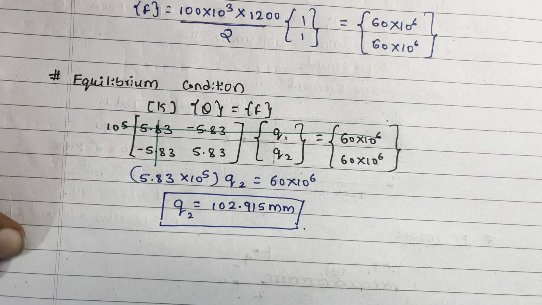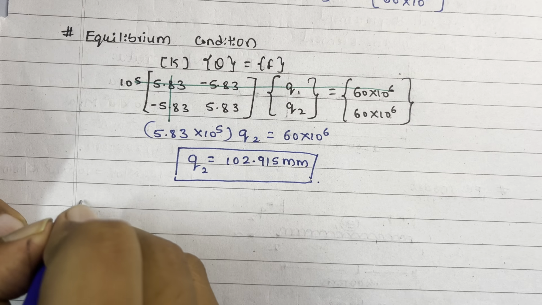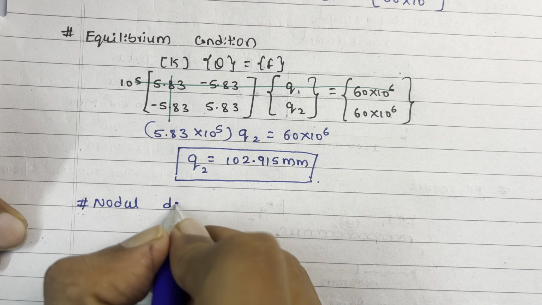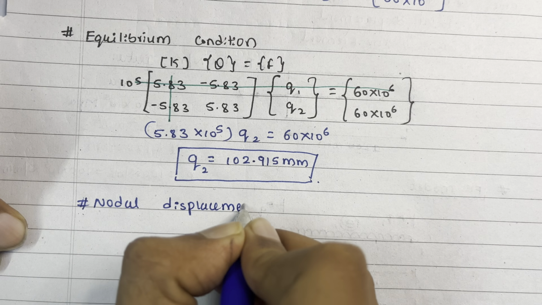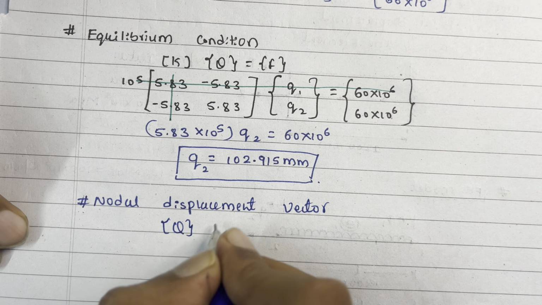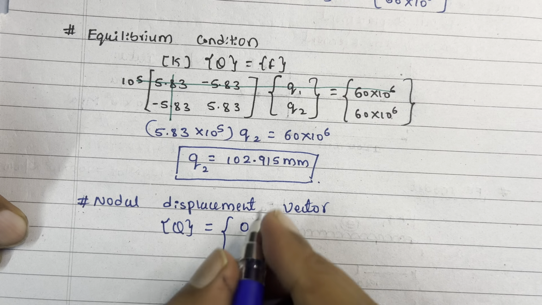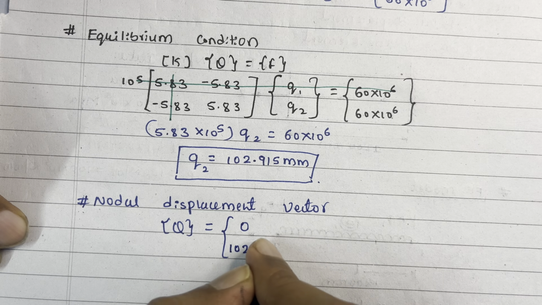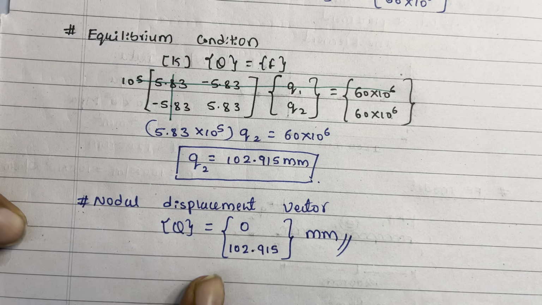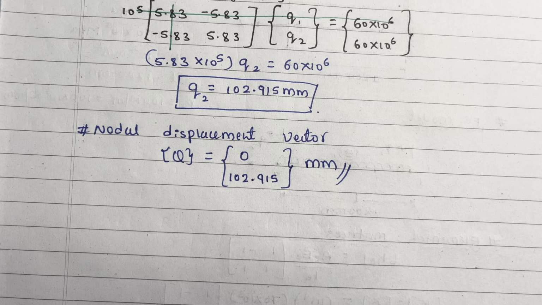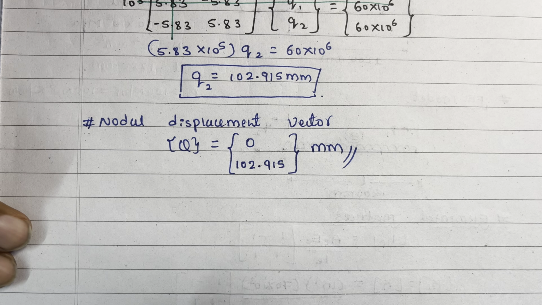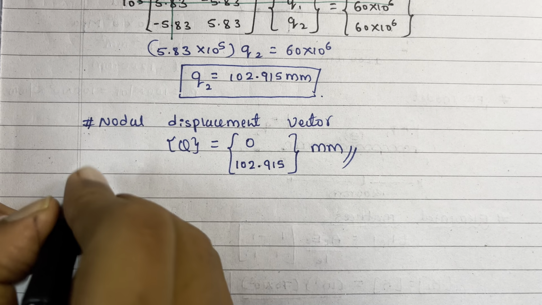Now you can write the nodal displacement vector Q. As Q1 is 0 and Q2 is what we just calculated, 102.915 mm. This is the answer for the first question. The next sub question is the stress in each element. Here we have only one element, so I will calculate only one.